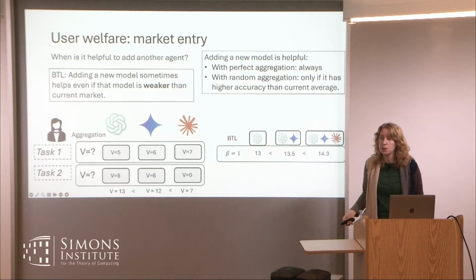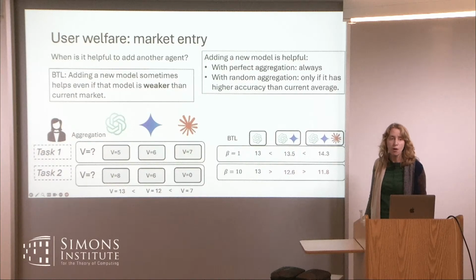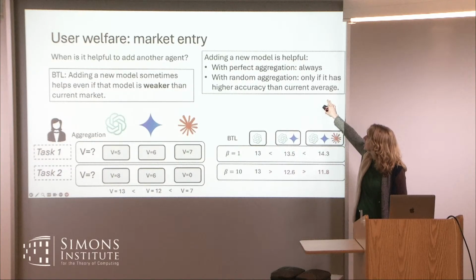However, this is very temperature dependent. And if you have a higher temperature, you see the reverse effect. So adding in worse models recovers this random aggregation limit where you're making things worse.